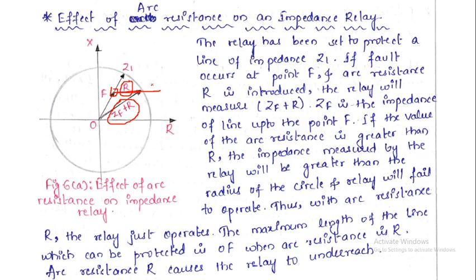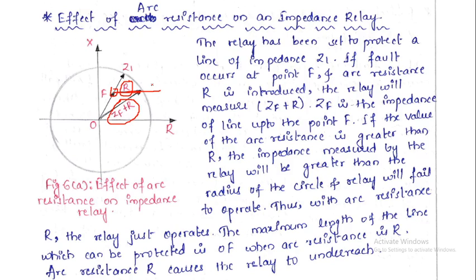Thus with the arc resistance R, the relay just operates. The maximum length of the line which can be protected is OF when the resistance R is introduced into the fault path. So arc resistance causes the relay to underreach.